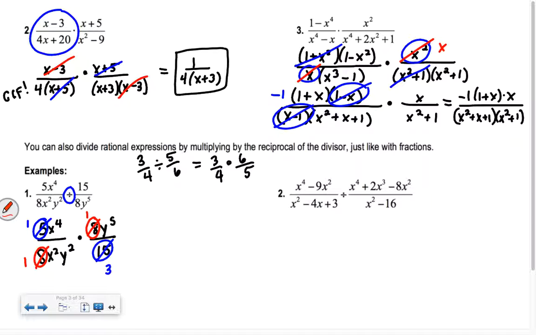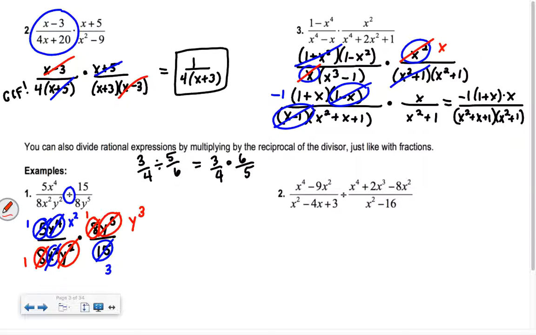Chris, you trying it? So how about the x's? So on top I have x to the 4th, on the bottom I have x squared. Yeah, I'm going to get x squared on the top. Perfect. So those are going to cancel, and I'm going to be left with x squared. How about the y's? Y to the 5th, y squared, so I get y cubed on top.